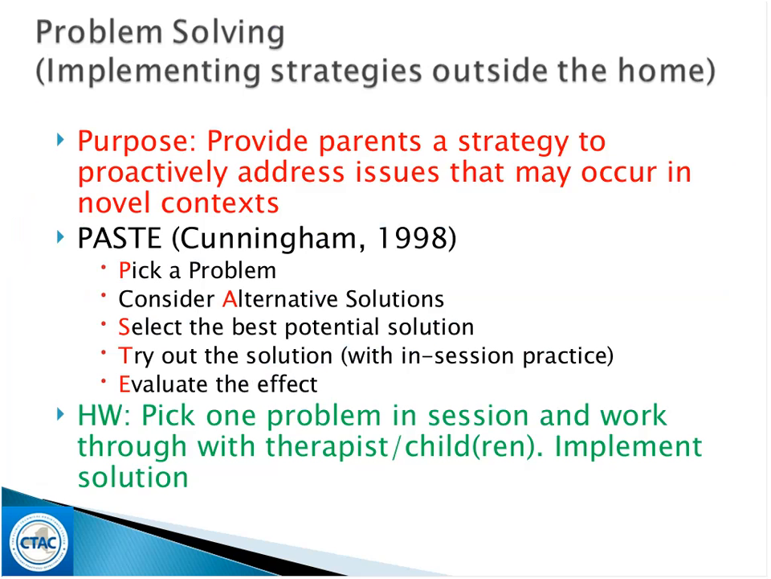Okay, in terms of problem solving, which is the last common content, it's a pretty straightforward process in terms of steps. There are many different manuals that talk about problem solving. I use Chuck Cunningham's PACE system, which is pick a problem. So here you think about the who, what, when, where to get the details of the problem. You consider alternative solutions, which is brainstorming without evaluations. You select the one solution based on the pros and cons of each alternative. You try it out at home, and you evaluate whether it had its intended effect.